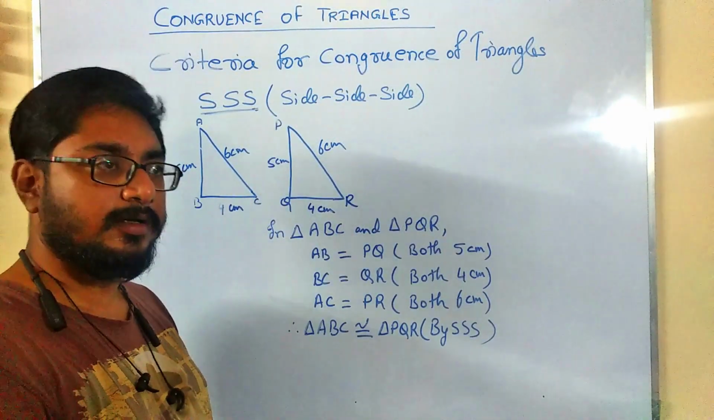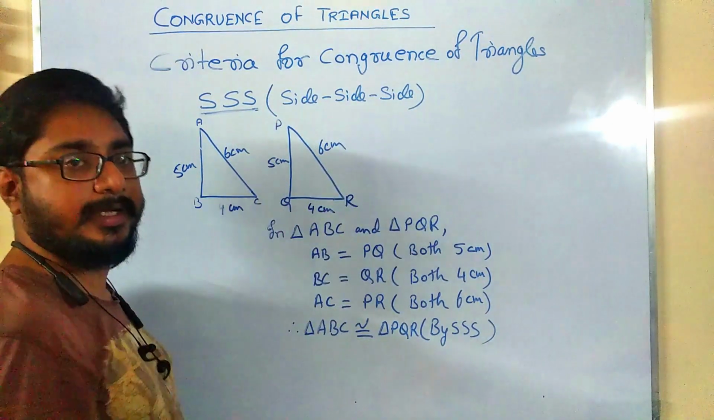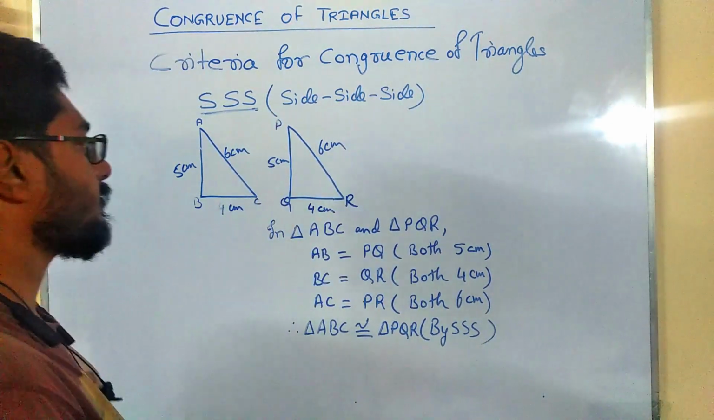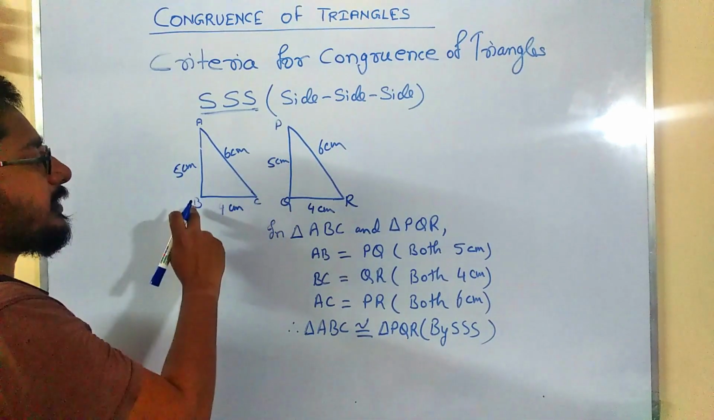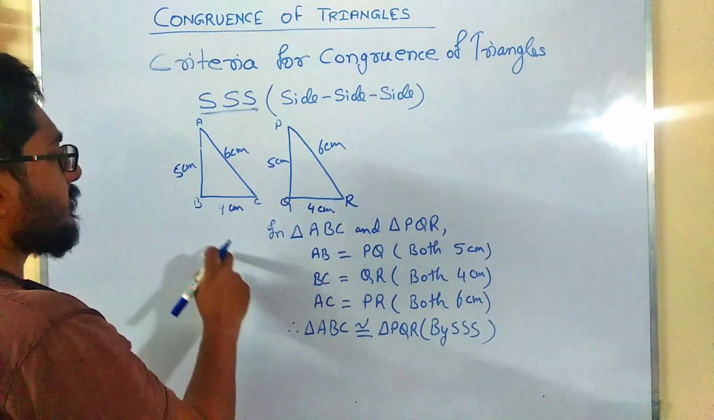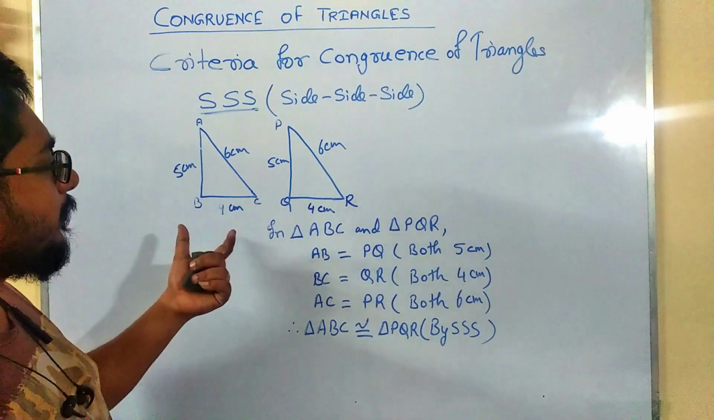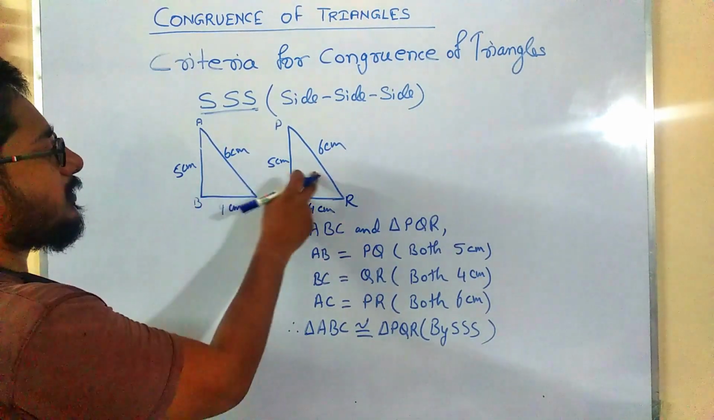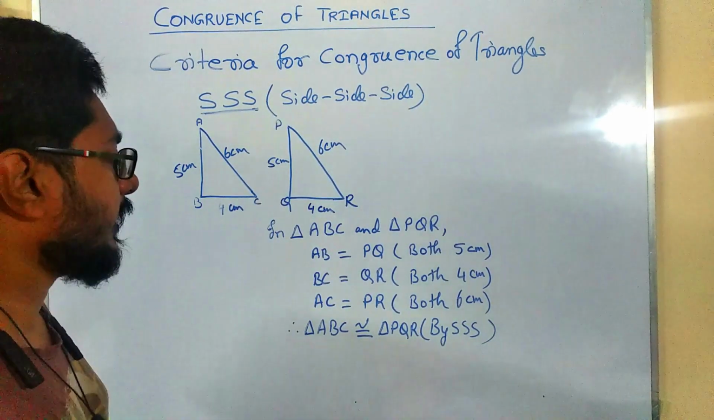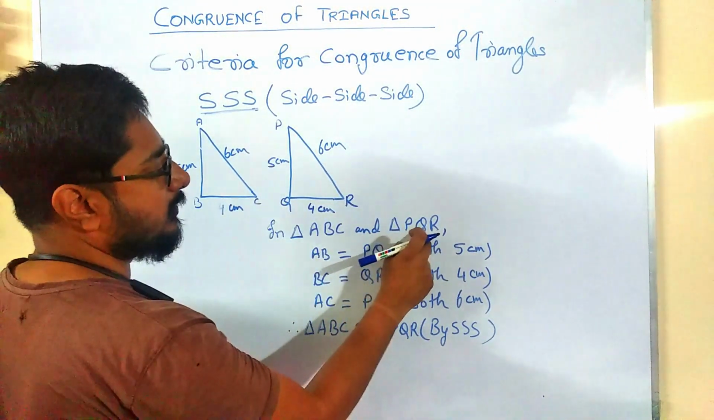So first we will learn about SSS, or side side side congruency criteria. Suppose we are having two triangles. First one is triangle ABC and second one is triangle PQR, in which the values of sides are given here. So we have to prove that these two triangles are congruent. So how will we do that? We will write in triangle ABC and in triangle PQR.